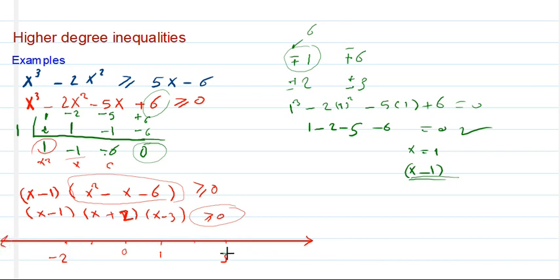So I'm checking the positive sign. Let's take first a number greater than 3. Let's take 4, for example. 4 minus 1 is 3, positive. 4 plus 2, positive. 4 minus 3, positive. So this is positive here. Now between 1 and 3, let's take 2. 2 minus 1 is positive. 2 plus 2 is positive. 2 minus 3 is negative. Negative multiplied with positive gives us a negative sign.